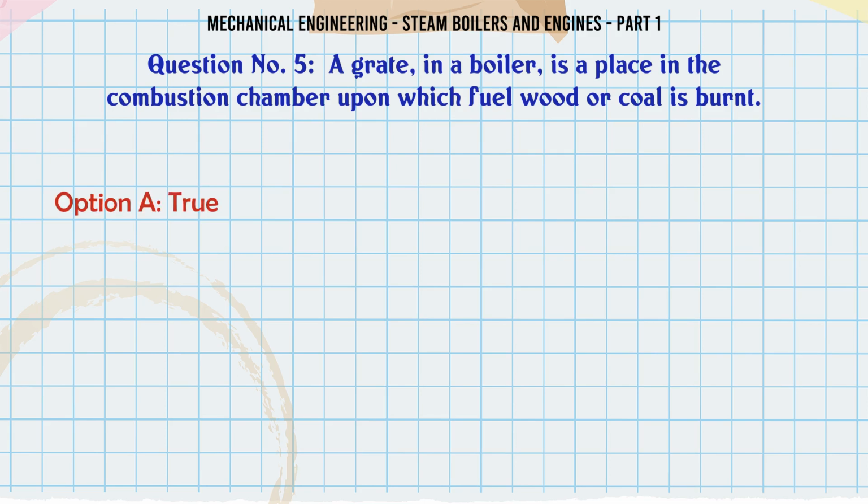A grate in a boiler is a place in the combustion chamber upon which fuel, wood or coal is burnt. A. True. B. False. The correct answer is true.